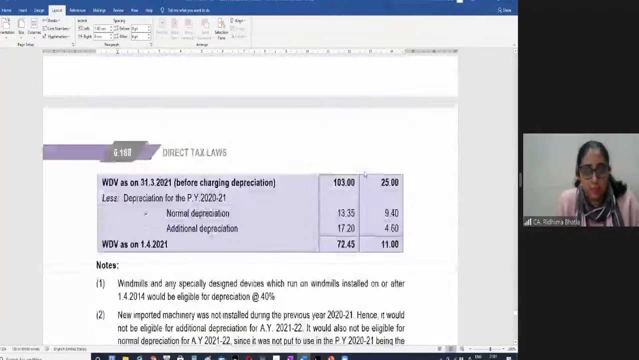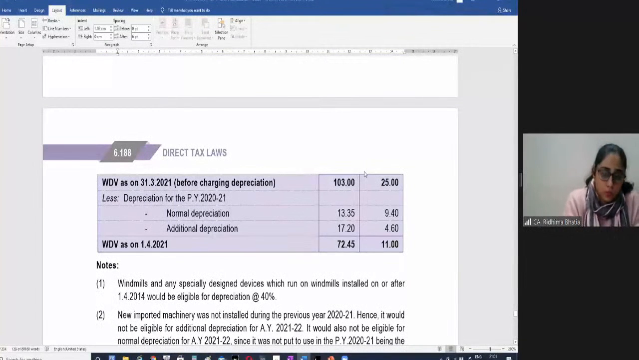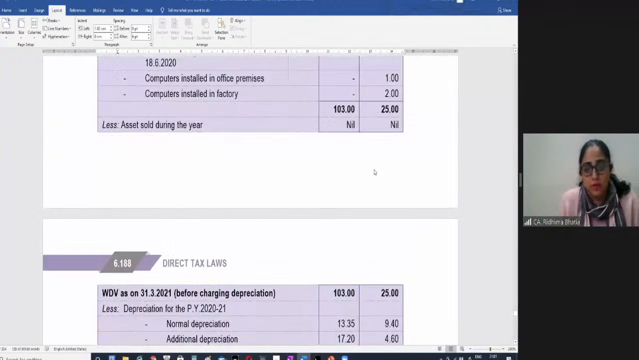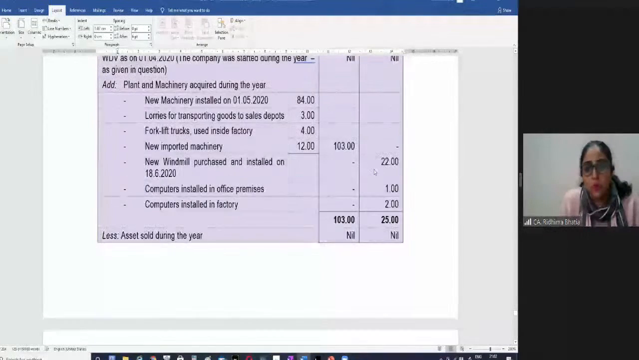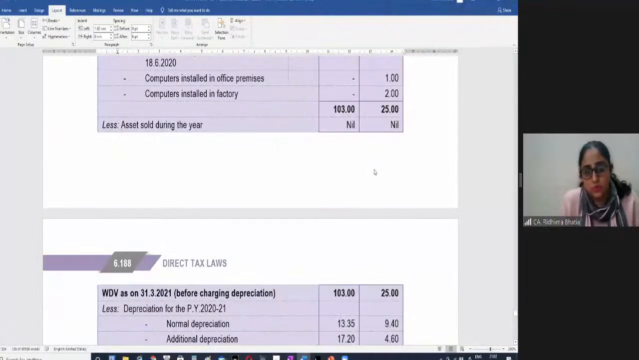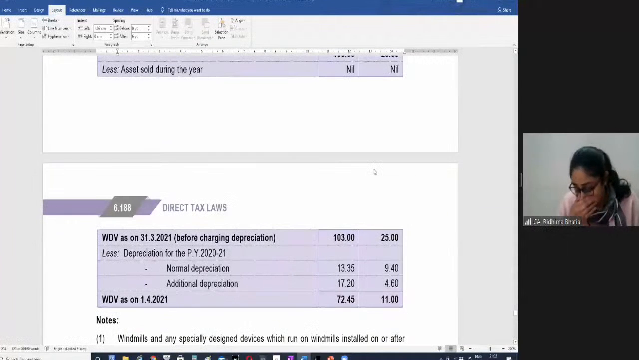And the WDV for block 1, which is of 15%, would be 72.45. For the 40% block, it would be 11. And this is the way you have to represent your answers also. Windmill and computers, so guys, there would be one block because for plant and machinery, same class, same rate, 40%. So one block. Do not make 3 blocks and make an error here.